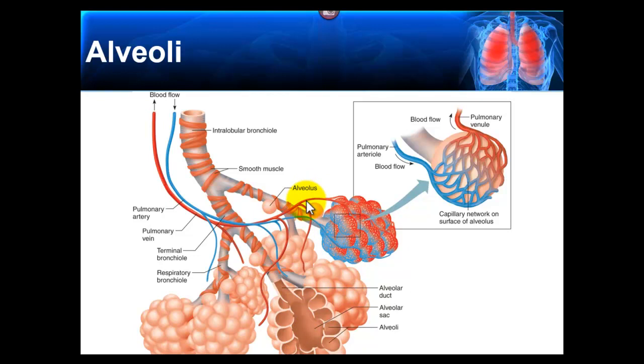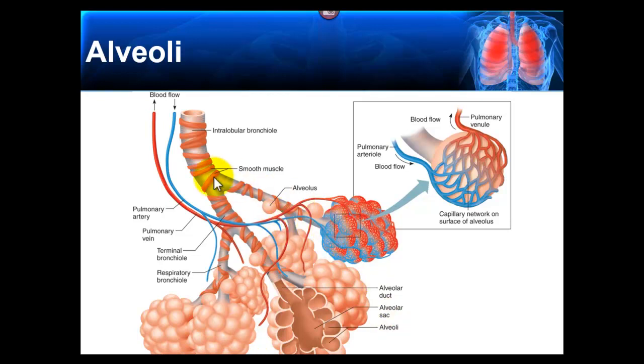And without surfactant, these little alveoli would stay collapsed. The water would stick together and collapse these alveoli, and a person would not be able to breathe. That's why babies born prior to 7 months don't produce surfactant yet and have to be on a ventilator.